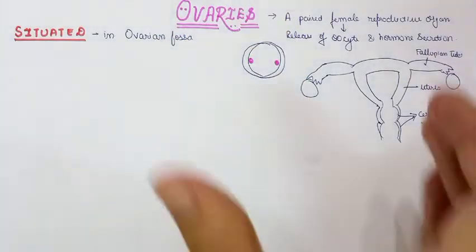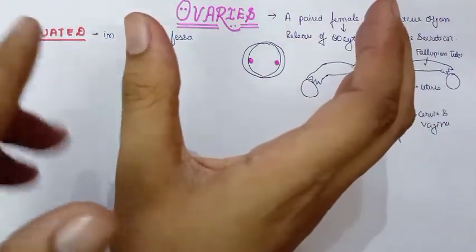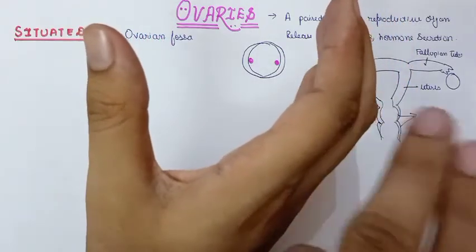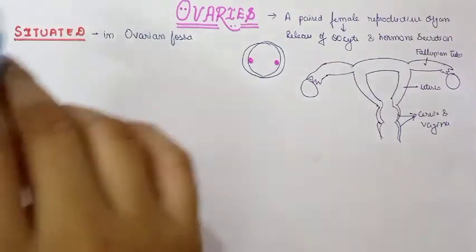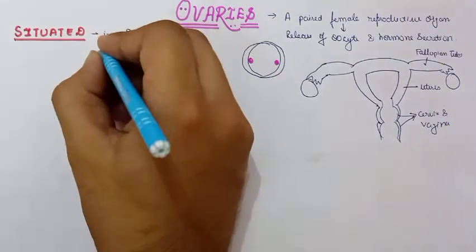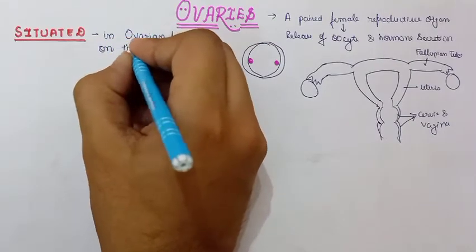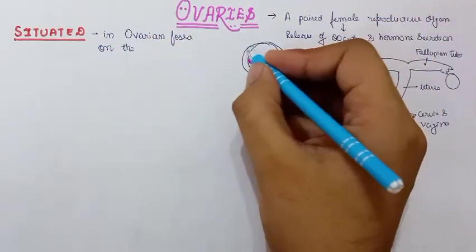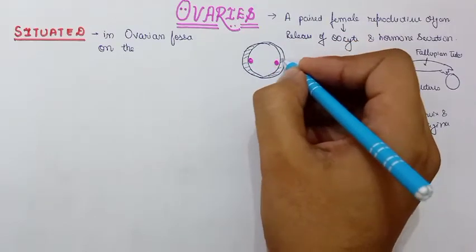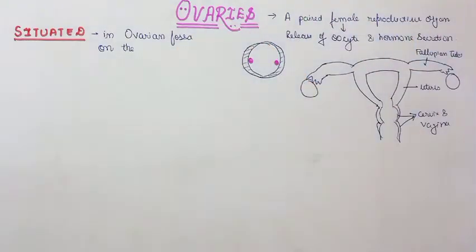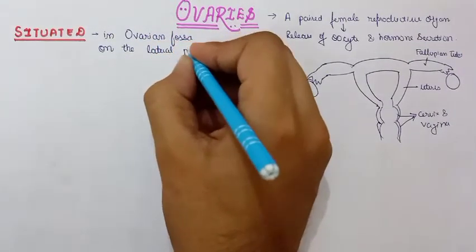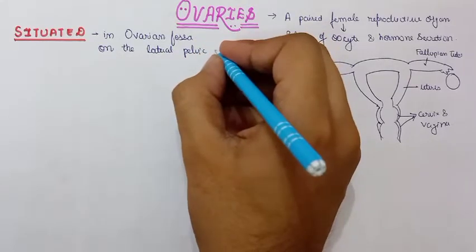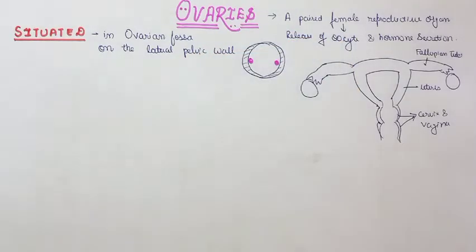And the fossa is somewhat like this. It has a well defined anterior boundary and a well defined posterior boundary, but the lateral and the medial boundaries are deficient. So the ovaries are situated in the ovarian fossa on the lateral pelvic wall. We are viewing from the superior side. So these are the lateral pelvic walls, and ovaries are situated on the lateral pelvic wall, one on each side. So let us see what are the boundaries of the ovarian fossa. The ovarian fossa has an anterior boundary and a posterior boundary.